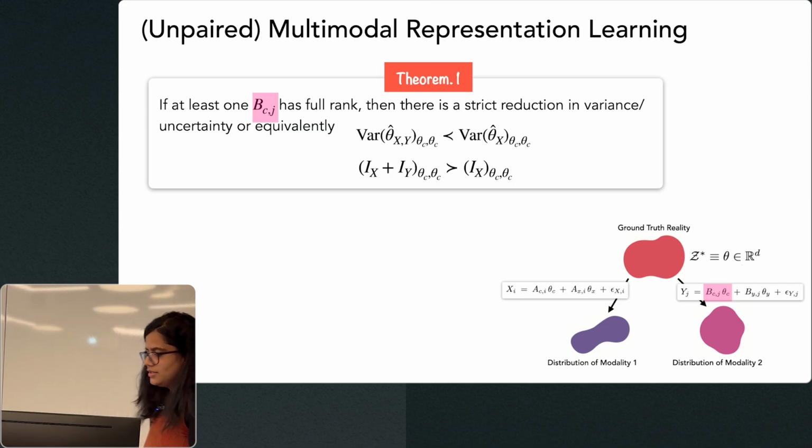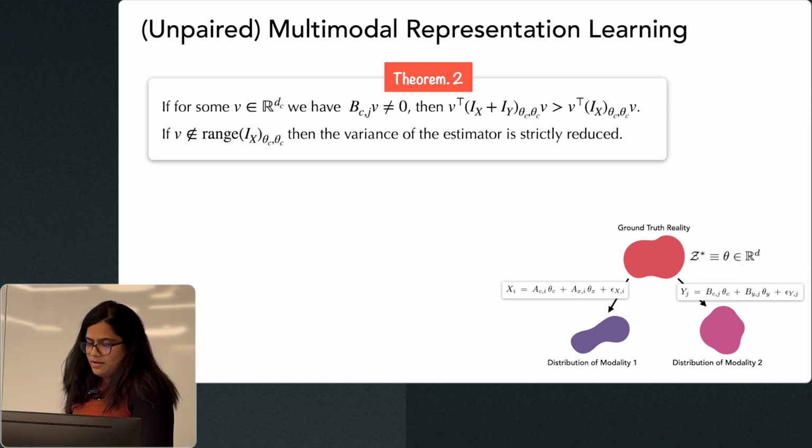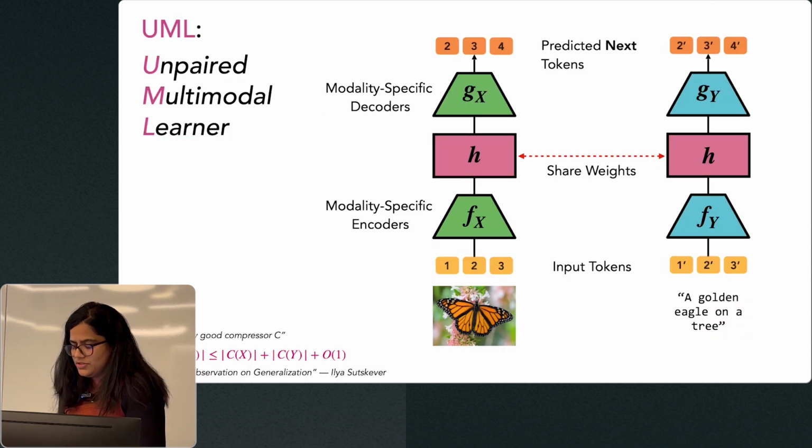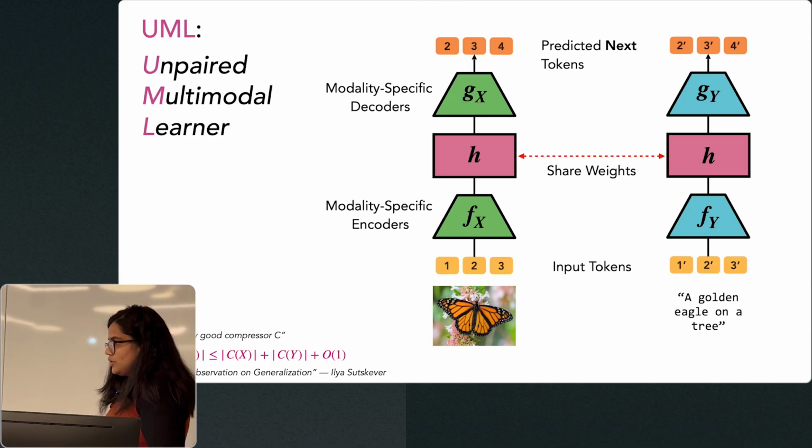So this is touching upon some theoretical results. There are more in the paper, but I'll just skip this in the interest of time as well. But basically, you can come up with guarantees under which your data from another modality should be helpful.